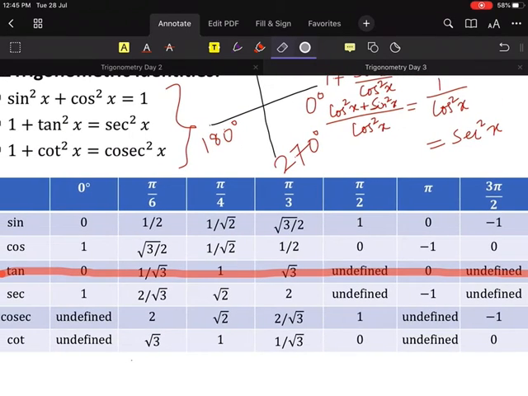Now you see here, undefined. Undefined means something closer to very, very big. So 1 by undefined, basically it's not applicable. It's not right to say. So think of it as infinity. 1 by infinity, 1 by a very, very big number will be 0.